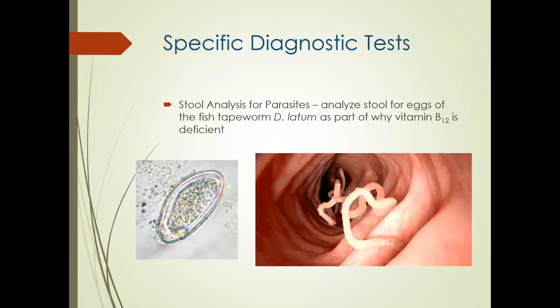Other things that can cause this, parasites. So we analyze the stool for eggs of a fish tapeworm called Diphyllobothrium latum, and they are very voracious eaters of vitamin B12. Isn't that pretty? A little tapeworm in the intestines. People actually swallow these to lose weight.